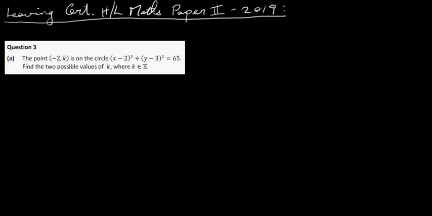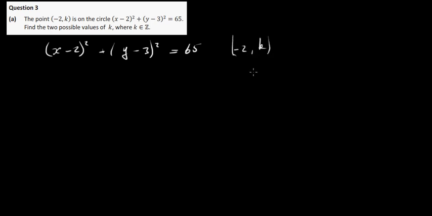Right, so let's have a look at the Leaving Certificate Higher Level Maths Paper 2 for 2019, question 3. Now this is a circle question, so we have the circle (x − 2)² + (y − 3)² = 65. And we're told that the point (−2, k) is on this circle. We've got to work out what k is.